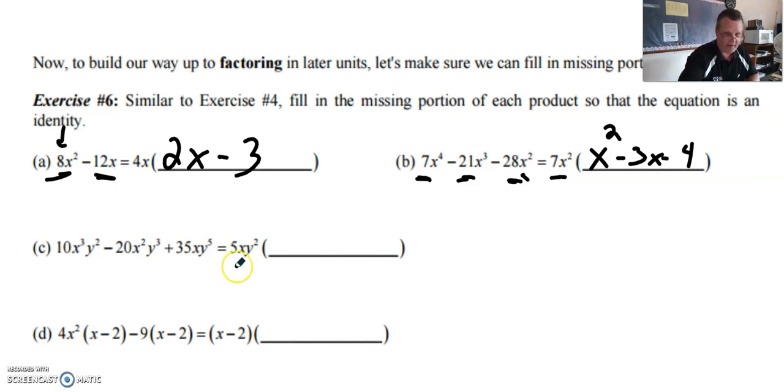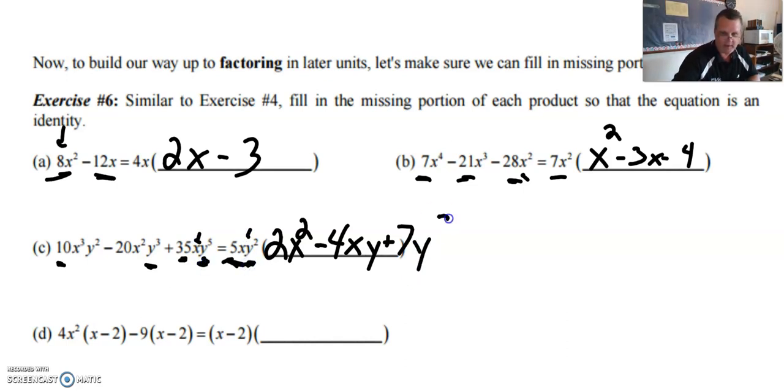Letter C, 5xy squared. Just do each part. 5 from 10 gives me the 2. I have an x, the x cubed, so therefore there's x squared. Y squared, all set. Minus 5 with the 20 is a 4. X squared, and we take out 1x, so there's the other x. There's y cubed. I took out y squared, so I need 1y left. Plus 5 into 35 is your 7. X's, I have 1 of each, so I don't need anything. I started with 5, I took out 2, and I have 7y cubed.